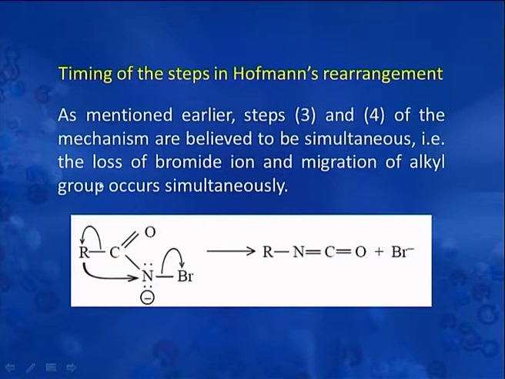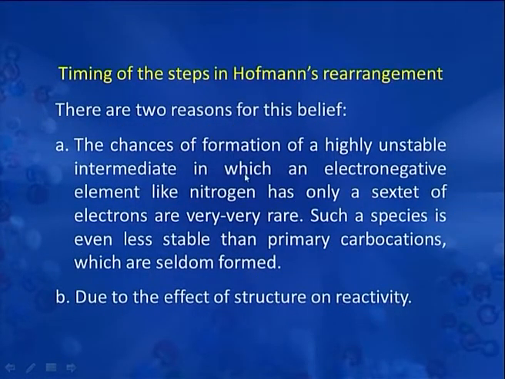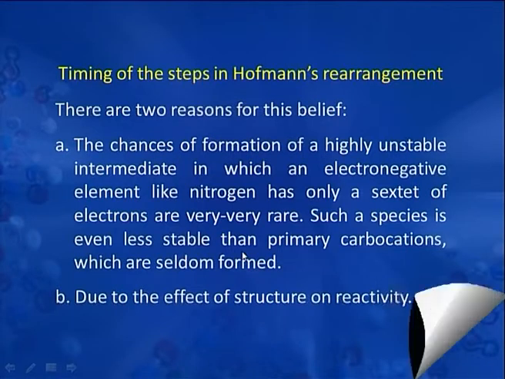That is, the loss of bromide ion and migration of alkyl takes place simultaneously. The chances of formation of a highly unstable intermediate in which an electronegative element like nitrogen has only a sextet of electrons are very rare, and such a species is even less stable than the primary carbocation, and that is why the third and fourth step actually take place simultaneously.